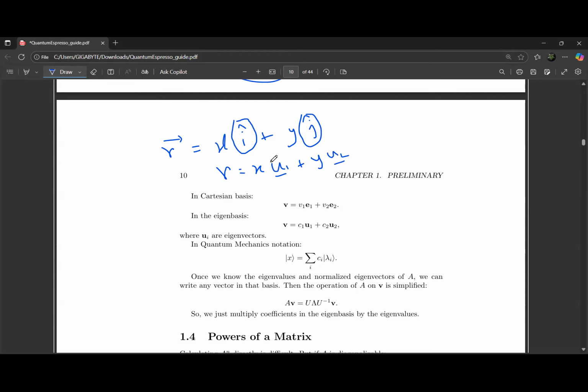And since these are columns, we can also write this in Dirac notation form, like we write in quantum mechanics, let's say, X times U1 plus Y times U2.